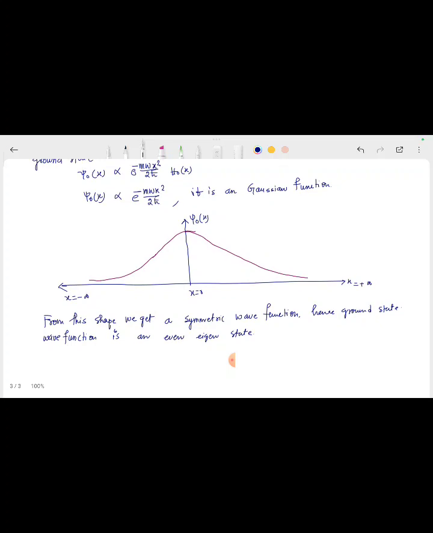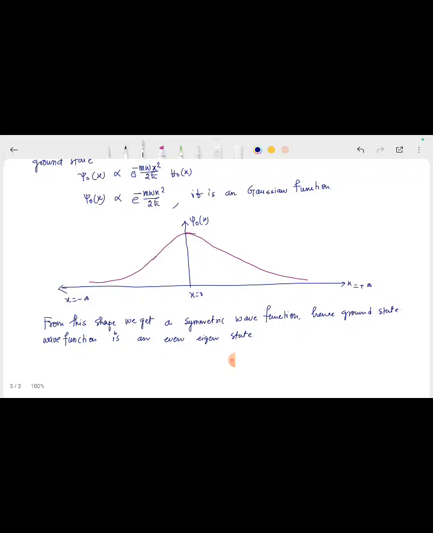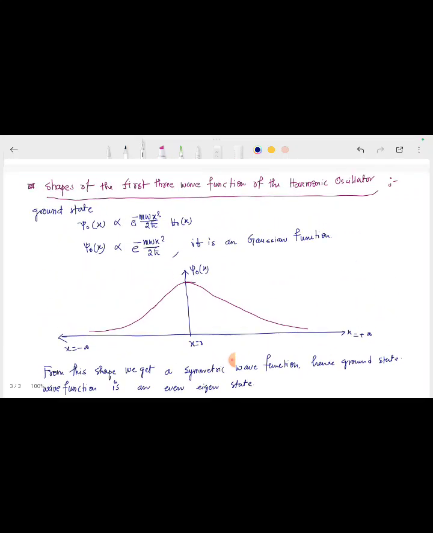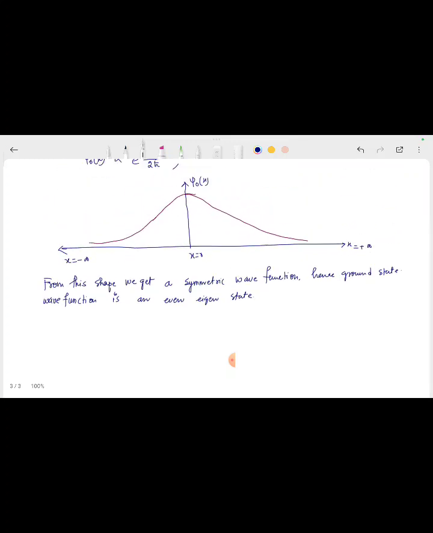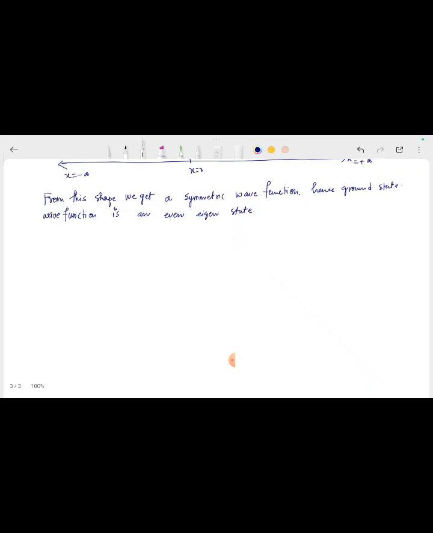Okay, we plot also, right? We plot also. So don't worry about that. Next we go to the first excited state.